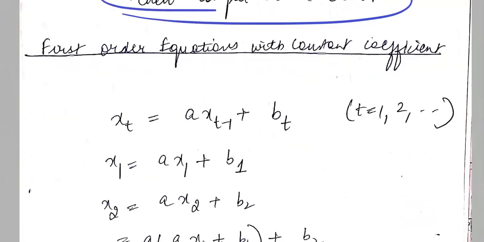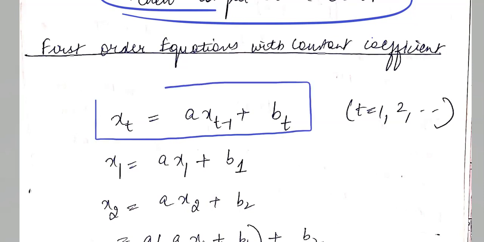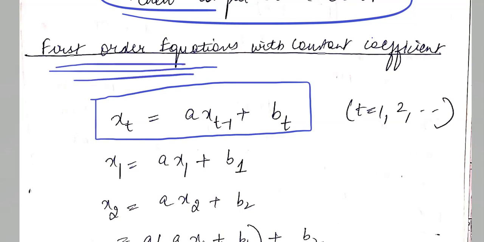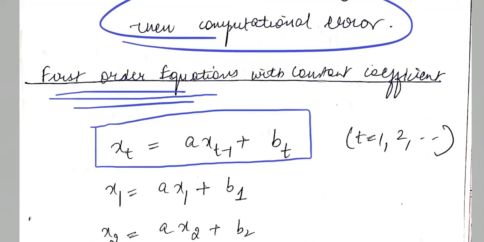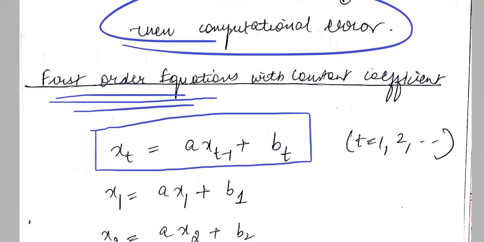Supposedly, I know that xt is a times xt minus 1 plus b. This is called a first order equation. Just to give you a gist of what a first order equation is, as I mentioned in the previous video also, a first order equation is when xt depends on just one previous value of the same variable. So if xt depends on just xt minus 1, then that is a first order equation.